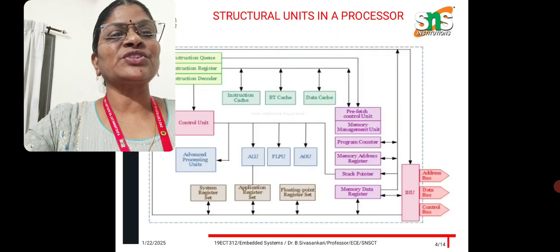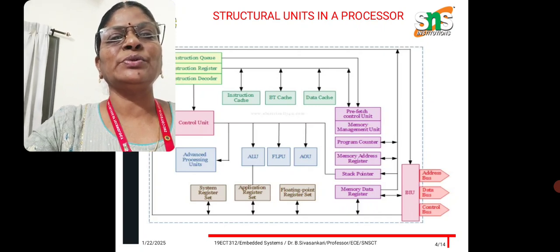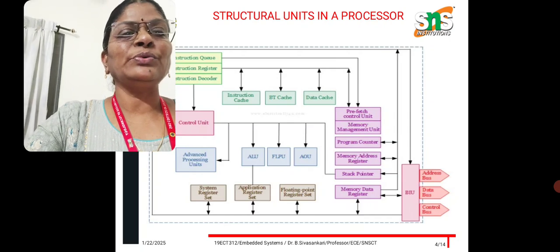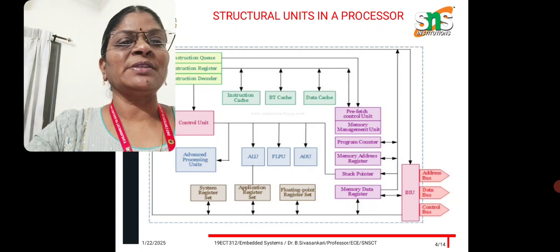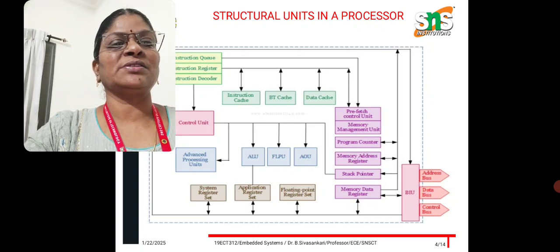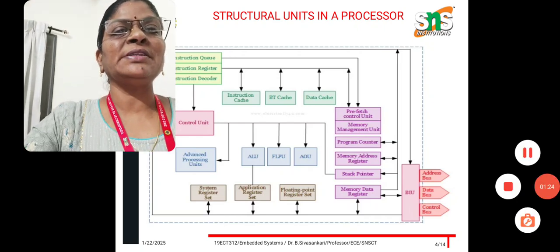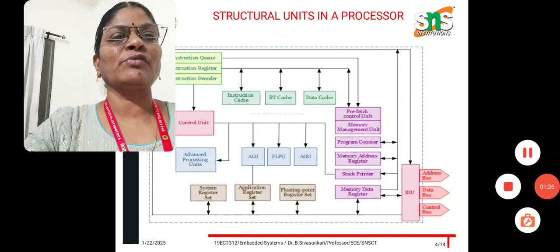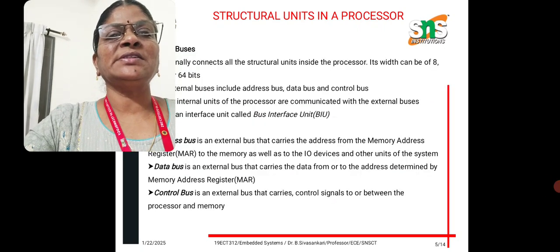This is the structural unit of a processor, which consists of internal bus, processing unit, control unit, then instruction queue, then prefetch memory unit like prefetch control unit, memory management unit, program counter, memory address register, stack pointer, memory data register, etc. Let us discuss each unit here, which completely controls the structural units in an embedded system. First one is internal buses.